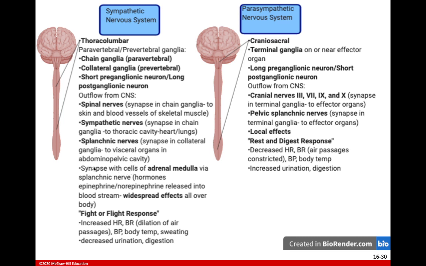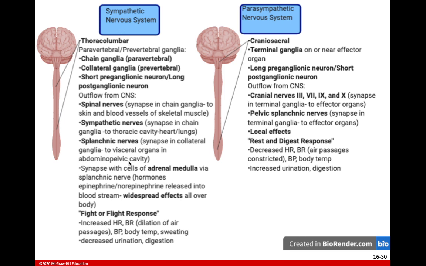And then also remember that some of our preganglionic neurons in our sympathetic nervous system actually synapse not with a postganglionic neuron in a ganglion, but with cells of the adrenal medulla via a splanchnic nerve, and stimulate it to release the hormones epinephrine and norepinephrine, where they are released into the bloodstream and travel all over the body and have widespread effects.